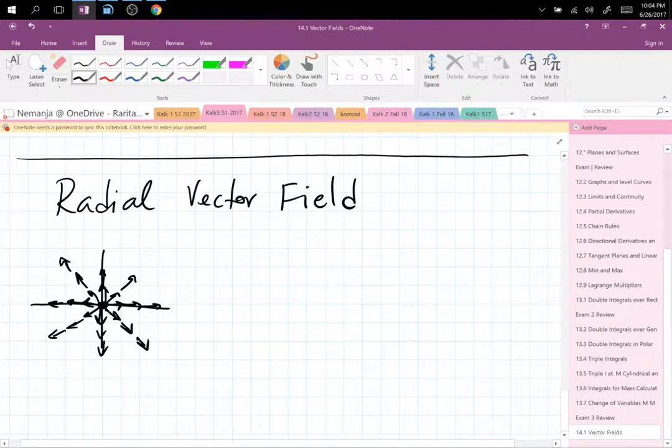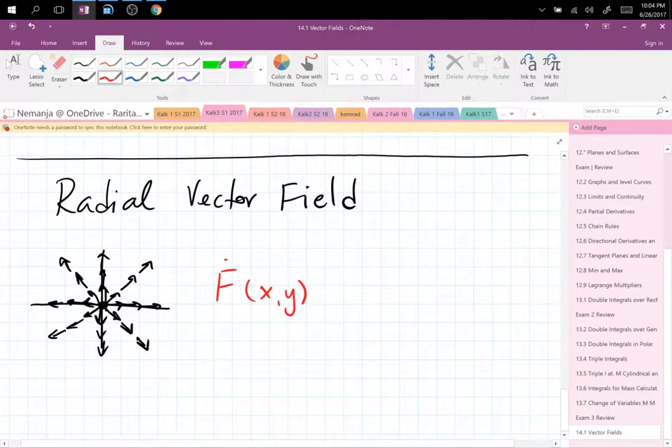Now, it's not only these 8 directions that I picked conveniently, everything in between. You can have anywhere else, right? There's going to be a vector here, and a vector here, and a vector here, and a vector here. They're everywhere. Just for convenience, we show a few of them.